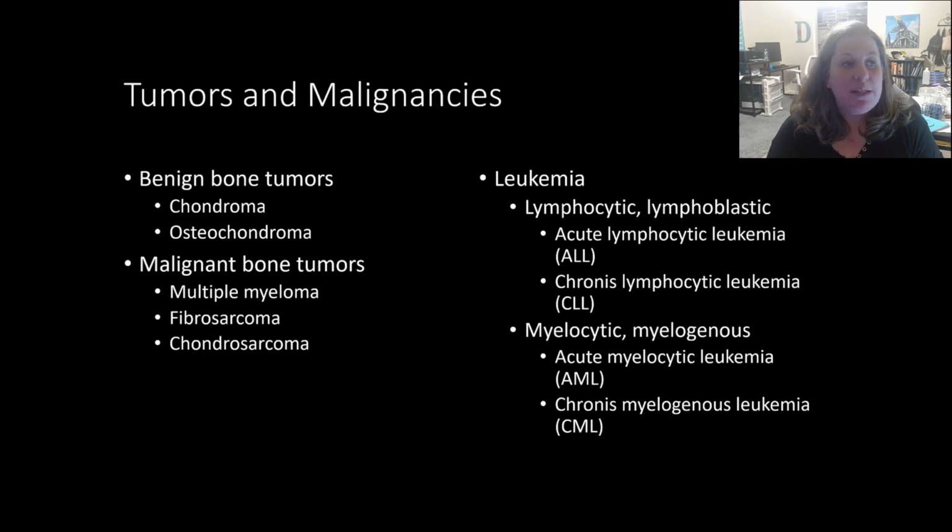Tumors and malignancies, we do see that there are benign bone tumors that can form. These are known as chondromas. That's going to deal mostly with the cartilage. We also can have osteochondromas that can take place where there's a connection between where the cartilage and bone meet. Bone cancers that are malignant are very aggressive, and these would be things like multiple myeloma.